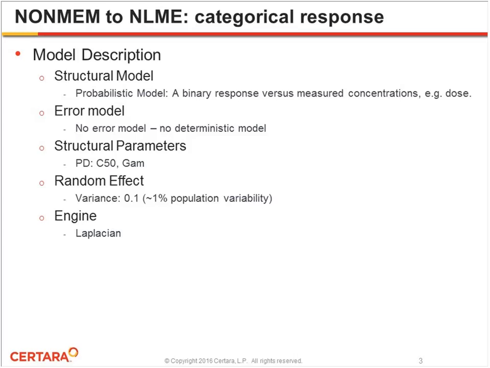So as structural parameters, we've got C50 and gamma. And clinically, the C50 value is of primary interest, since it gives us the dose where we have a 50% probability of seeing an adverse effect. So we want to measure its variability across the population by estimating a random effect, where initially the variance is set to 0.1. As an engine, and this is the first time we use it, we will use the Laplacian engine, which is recommended for this type of model.